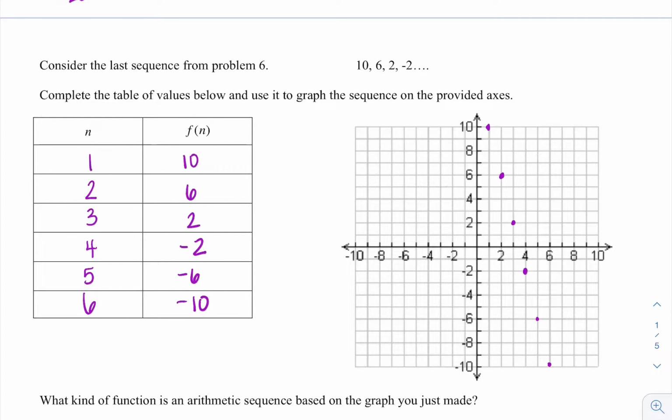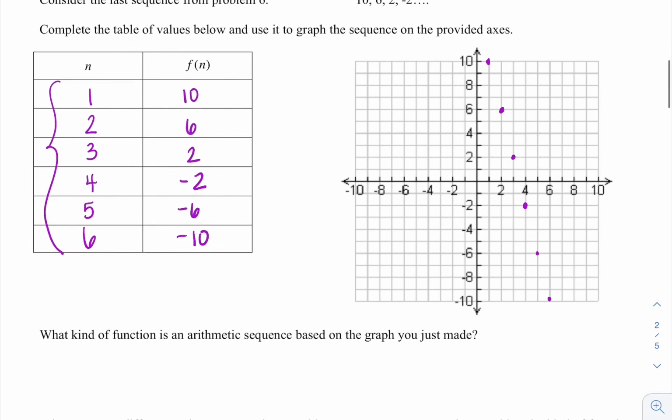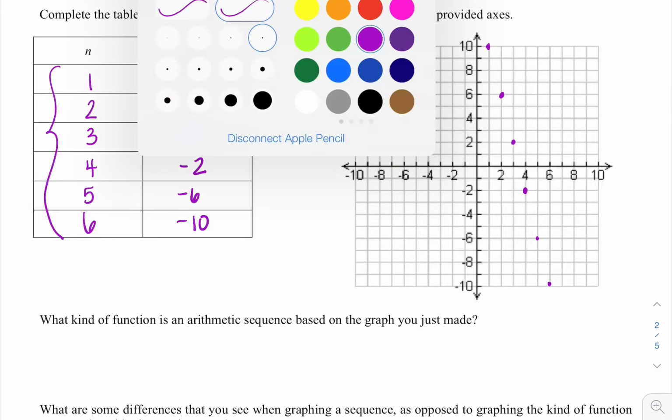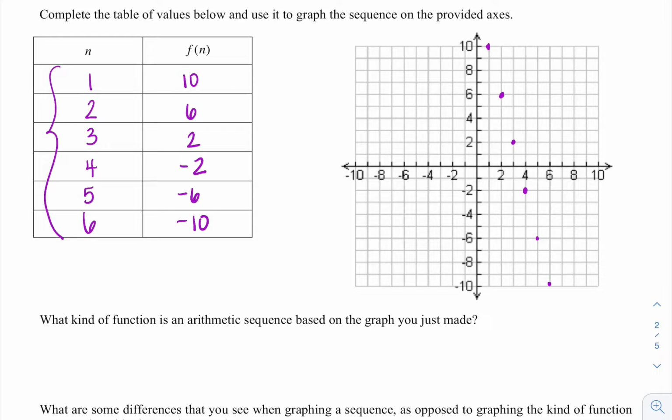In sequences, you can only plug in whole numbers. I can't plug in 1.5 or 2.5 or 3.5, so there's no graph at 1.5 or 2.5 or 3.5. You can only plug in these specific points. However, if you could connect them with some sort of a function, what kind of a function would it be? Again, remember, don't connect the points. But what relationship do you see? You should see that it comes out to be linear.